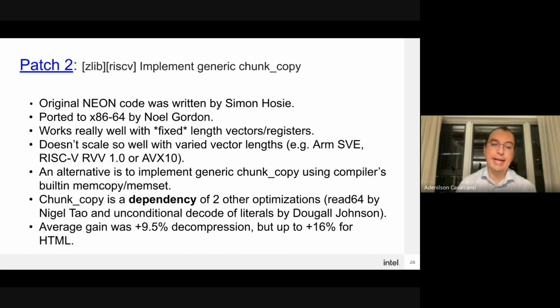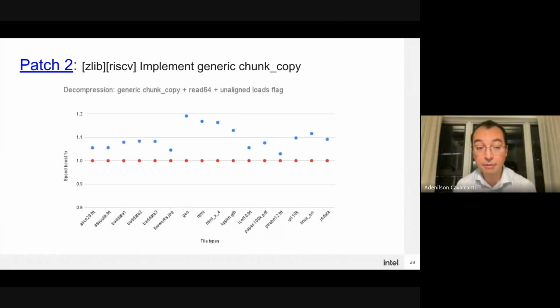And this was a blocker for two other optimizations, read64, which was an idea by Nigel Tao, and unconditional decode of literals, which was an idea by Dougall Johnson. And the average gain was pretty good. I mean, we managed to hit 9.5% faster data decompression and up to 60% for HTML. And this is how the data looks for the Snappy data corpus when you combine all the three optimizations.